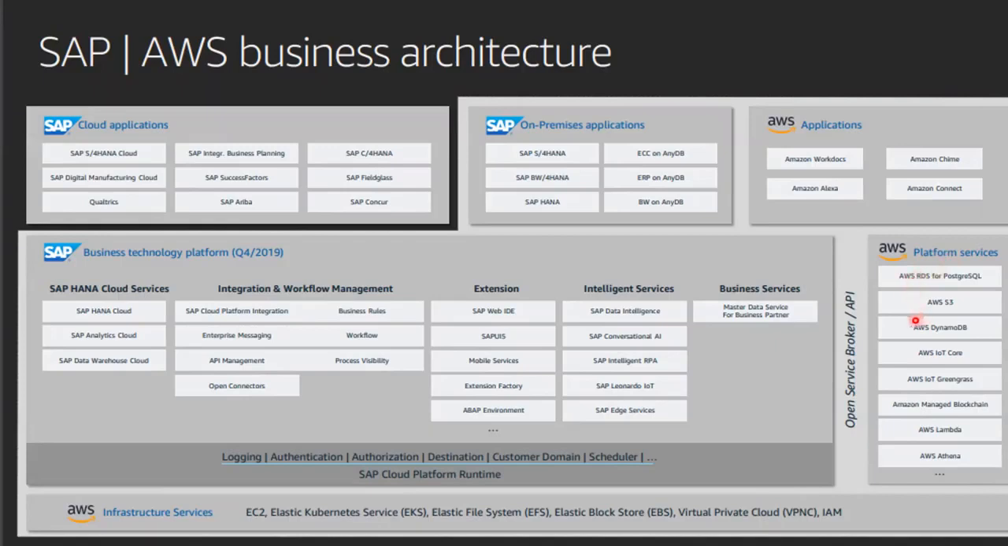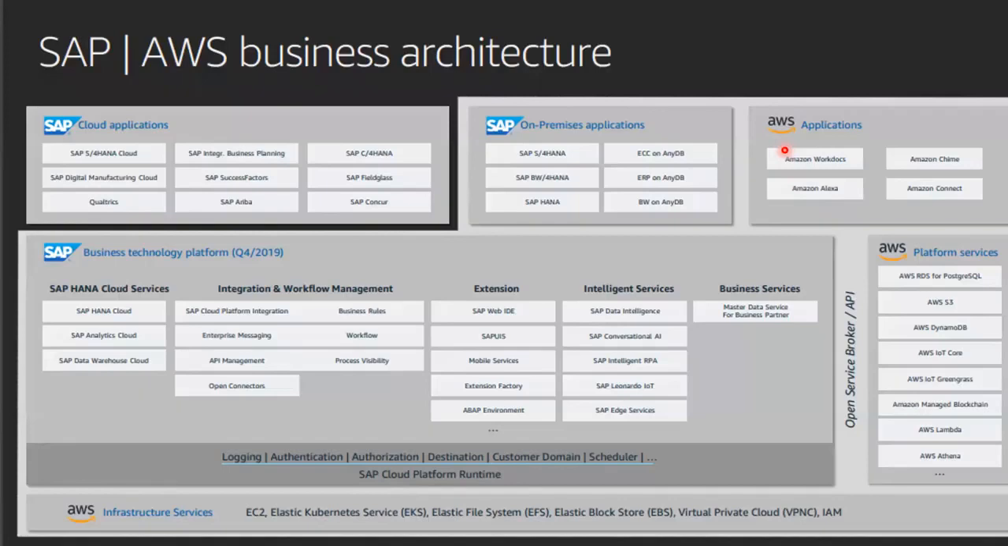You can use PostgreSQL to store metadata. You can use AWS DynamoDB to store SAP metadata. You can use Lambda function for automation. You can run Athena queries, SQL queries against your SAP dataset. So these are some of the platform services which you can use along with SAP workload, and I think this will definitely add value.